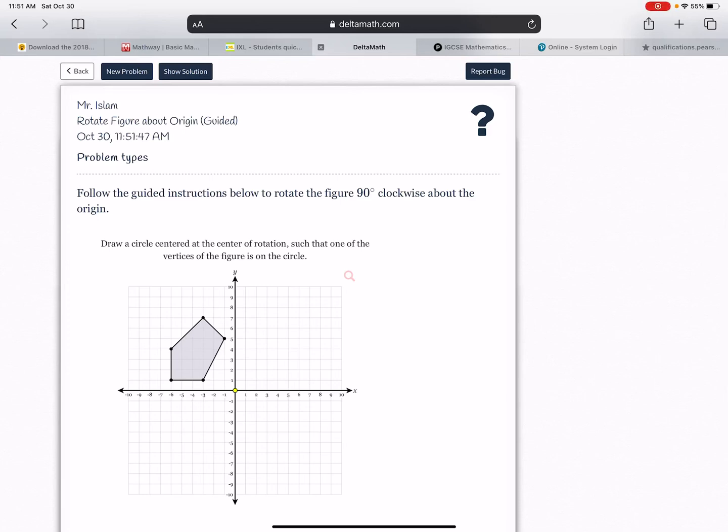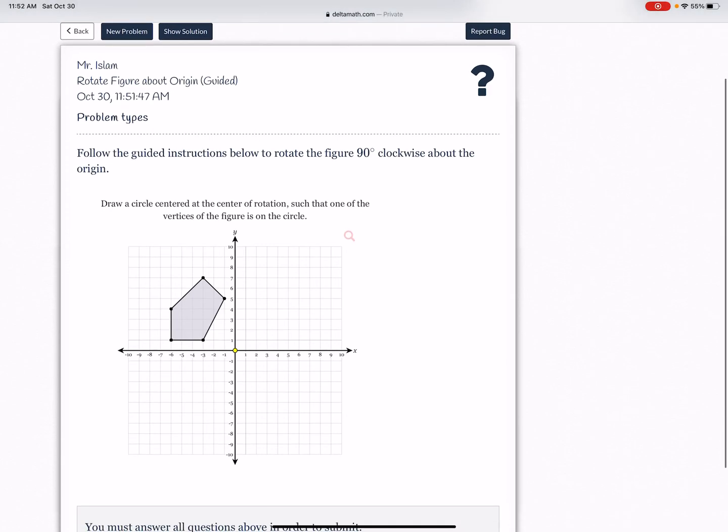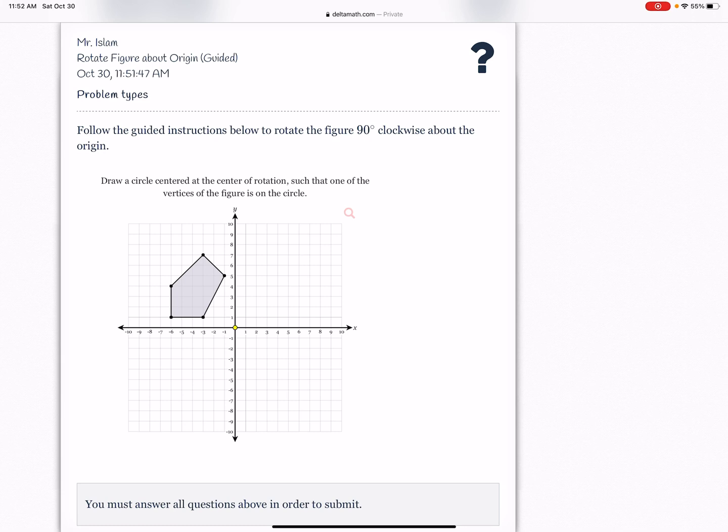Quick review of how to work on Delta Math for this transformation, especially rotation. These rules should work a lot. Let's see how. First, follow the guided instruction below to rotate the figure 90 degrees clockwise. For me it's 90 degrees clockwise both times.